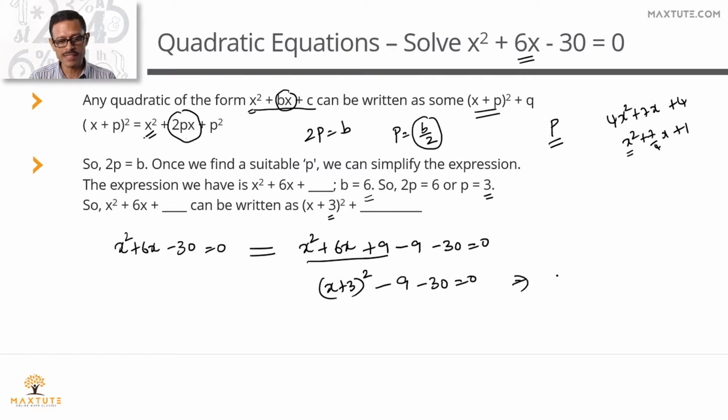So how does this look like? Now this becomes x plus 3 the whole square. Minus 39 goes to the right hand side as plus 39. From here, finding the value of x is a very, very simple step. Let's quickly run through this once more. List down the steps and do a few more examples to consolidate it.